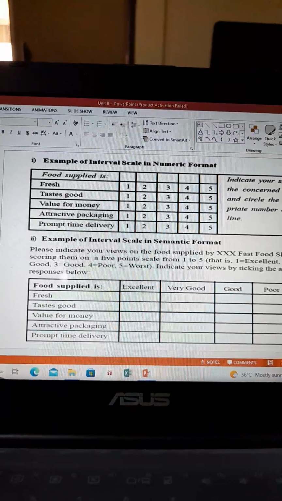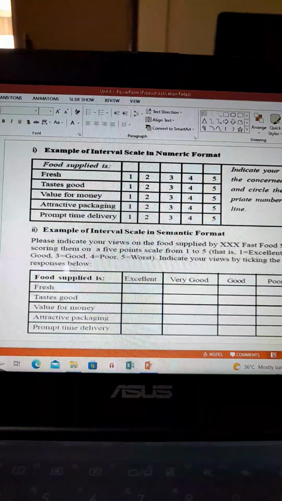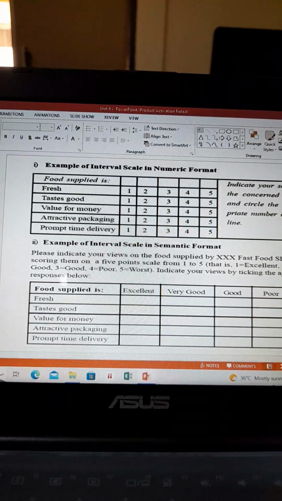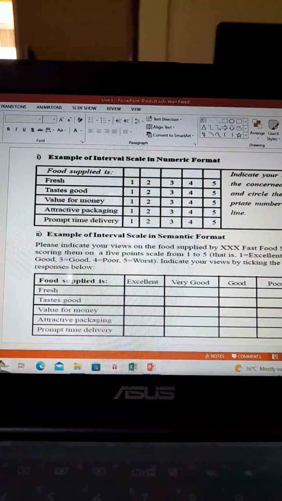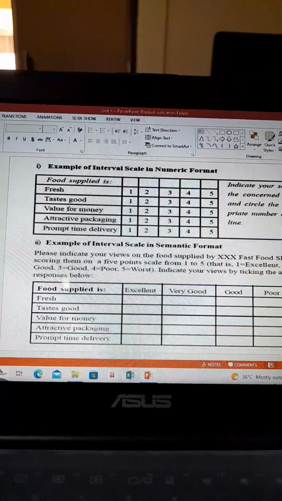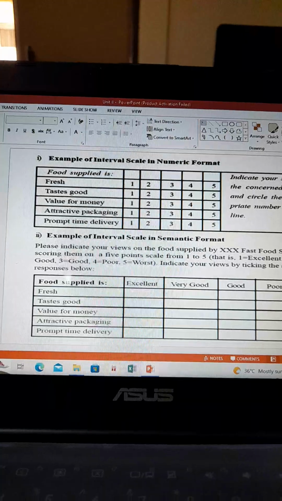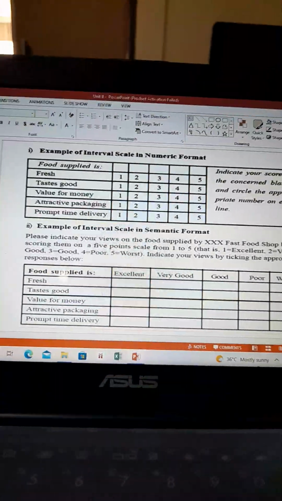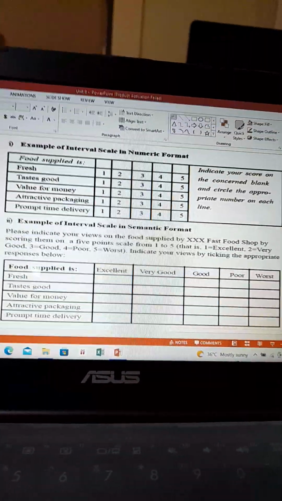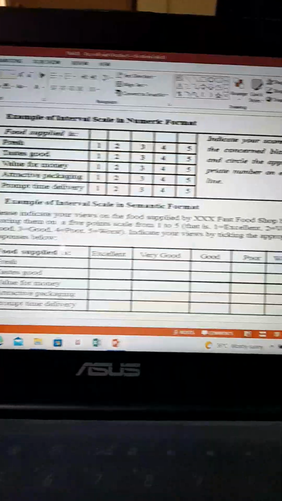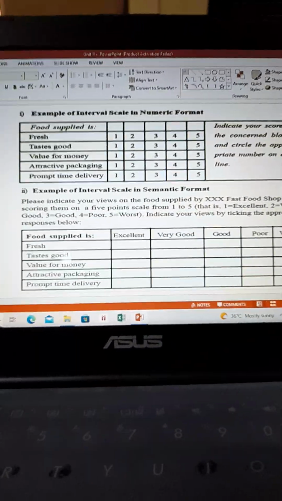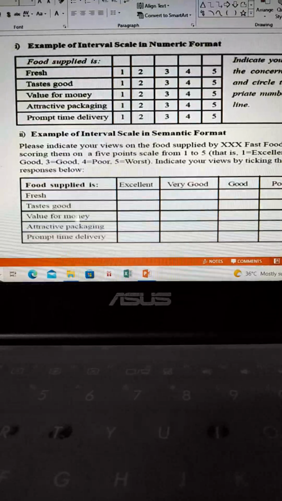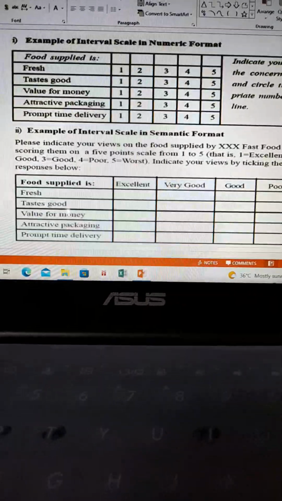Now we'll see an interval scale example in semantic format. So we have to indicate the views on food supplied by, say for example, XXX fast food shop, by scoring them on a 5-point scale from 1 to 5. That is, 1 is for excellent, 2 for very good, 3 for good, 4 for poor, 5 for worst. And here we have to indicate by ticking the appropriate responses. You see, for example, the food supplied, the same thing: fresh, taste, goods, value for money, attractive packaging, and prompt time delivery. So here, whether it is excellent, very good, good, poor, or worst.